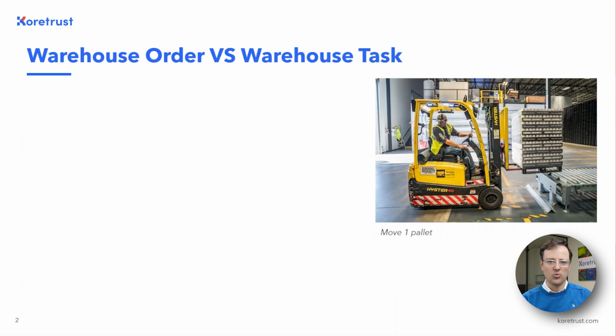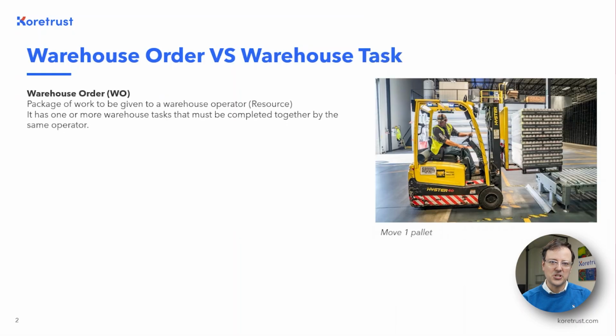Are they gonna work on a warehouse order? Are they gonna work on a warehouse task? What actually are they gonna see in EWM and how are they gonna work? Let's have a look. The definition. What's a warehouse order? A warehouse order is a package of work to be given to a warehouse operator.